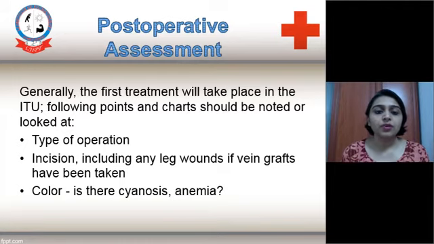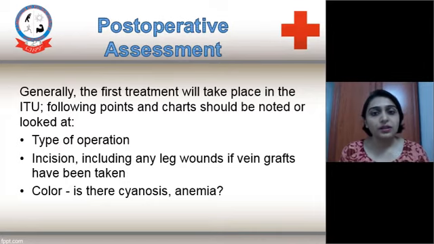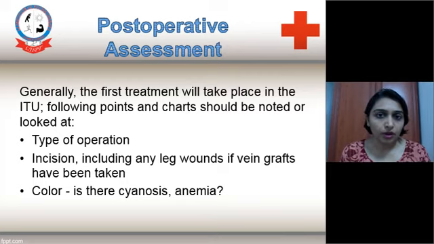Generally, the first treatment will take place in ICU. The following points and charts should be noted or looked at for a patient once we see them after surgery. 1. We need to write the type of operation. Suppose here we would write coronary artery bypass grafting. If the person has had a mitral valvotomy or valve replacement surgery, that should be mentioned. Incision: which type of thoracotomy incision is being used? Most of the time for open heart surgery, a median sternotomy incision is used.